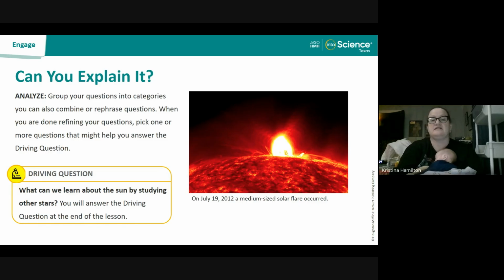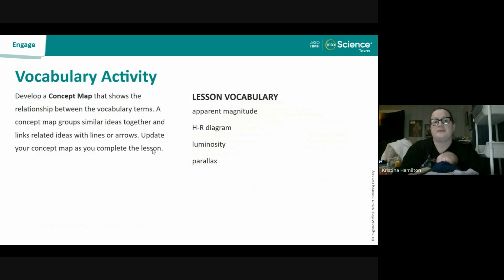So when we look at this medium-sized solar flare here, we can combine or rephrase different questions, which is what they were asking you to do. So when we study other stars, what we're doing is we take what we know from the sun, because we're close enough to get this detailed picture, and we apply it to further out in space. So when we look at our vocabulary, we have apparent magnitude, which is kind of simple.